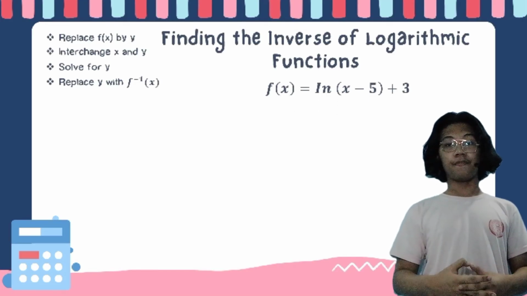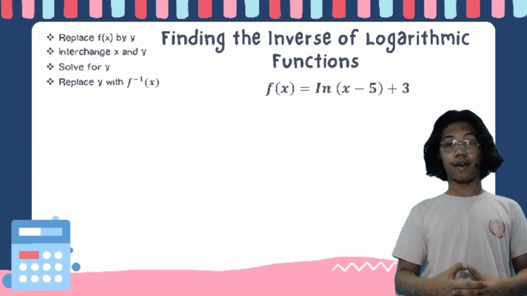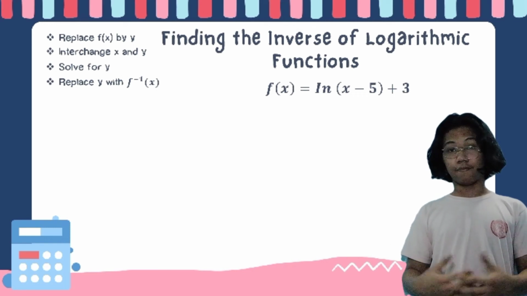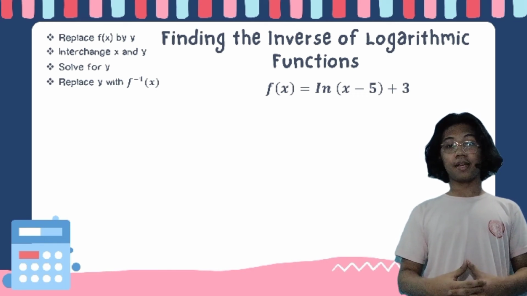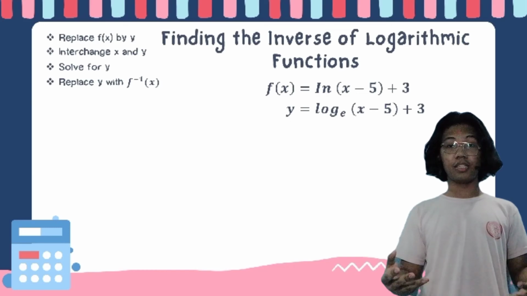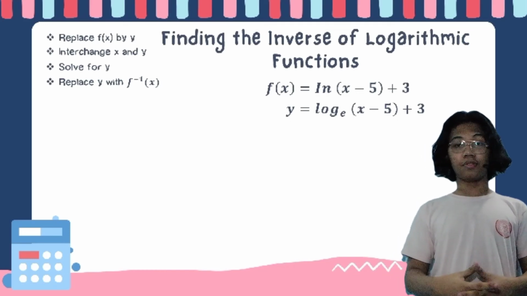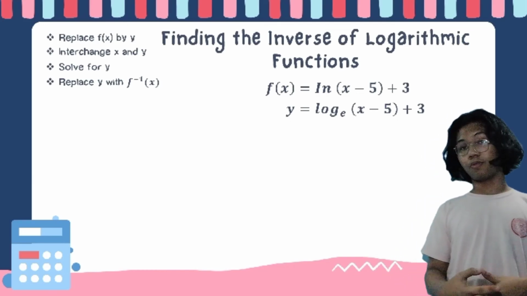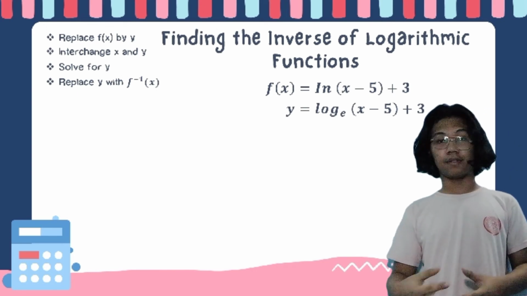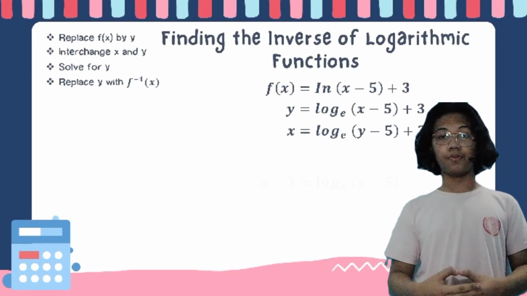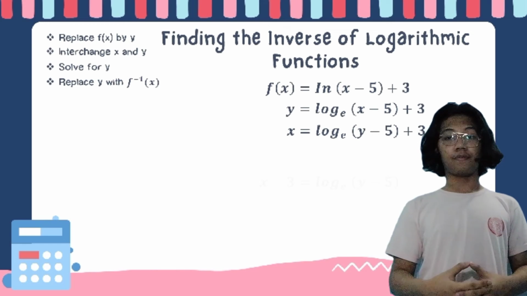So we have here f of x equals ln of x minus 5 plus 3. So we'll start inversing it. First, we're just going to replace f of x with y, and that's really easy. Next, we're going to interchange x and y. So we're just going to swap their places with each other, and we will have x equals log base e of y minus 5 plus 3.